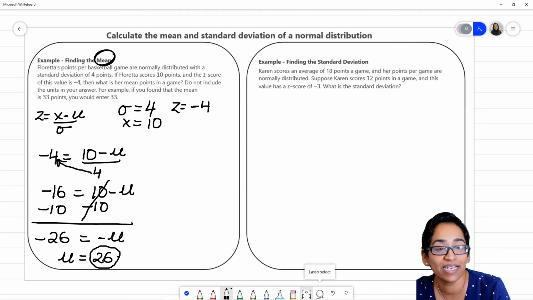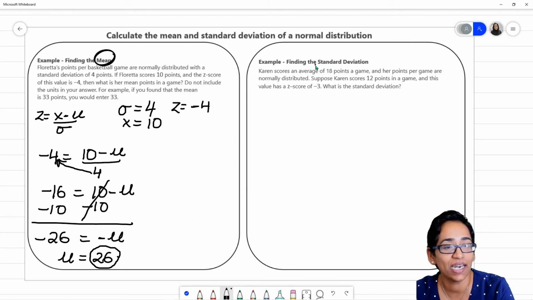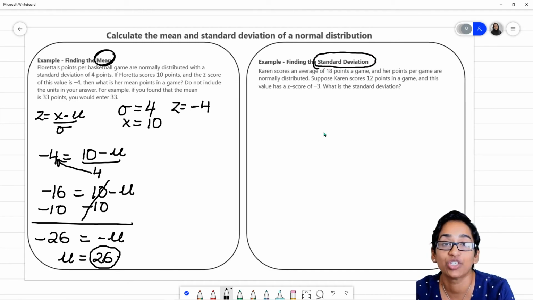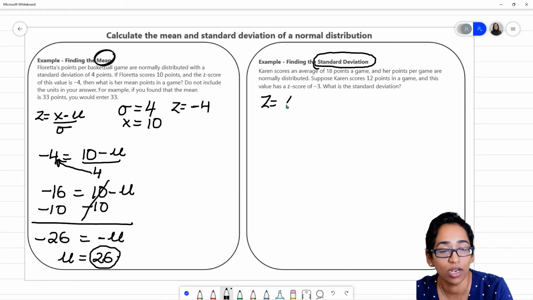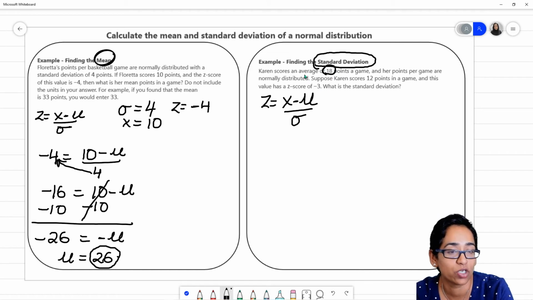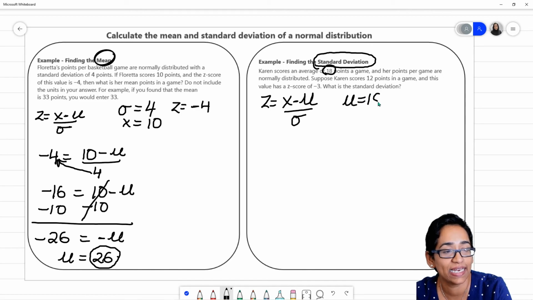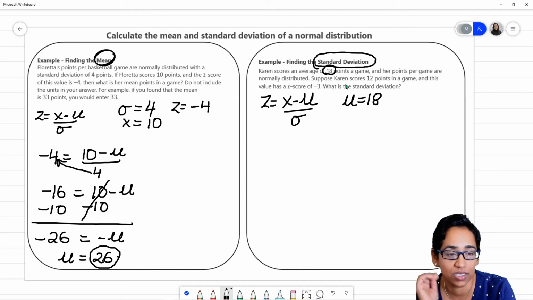All right, let's go ahead and take a look at the next problem here. Find the standard deviation. In the previous question they said mean. Now they're asking us for the standard deviation. Again, I start with my z-score. Z is equal to x minus mu over standard deviation. Karen scores an average of 18 points. So I know the mu is 18. And her points per game are normally distributed, of course, because we are trying to use the z-score.